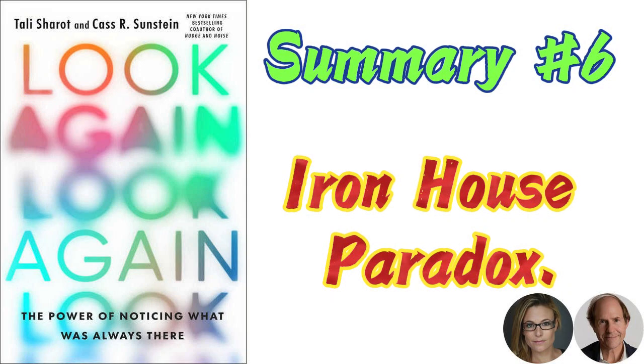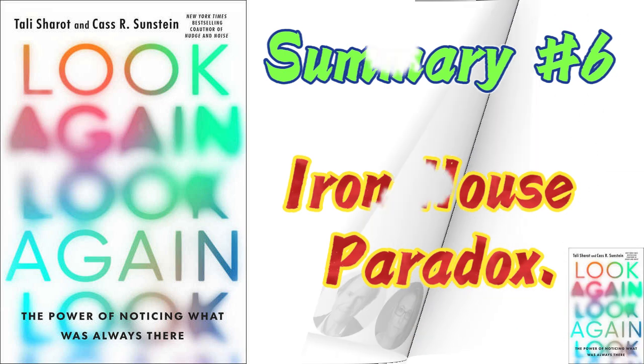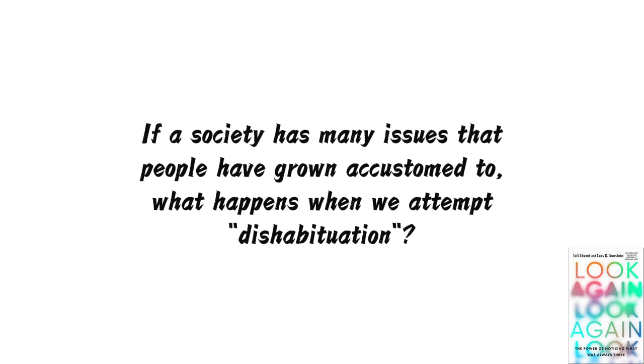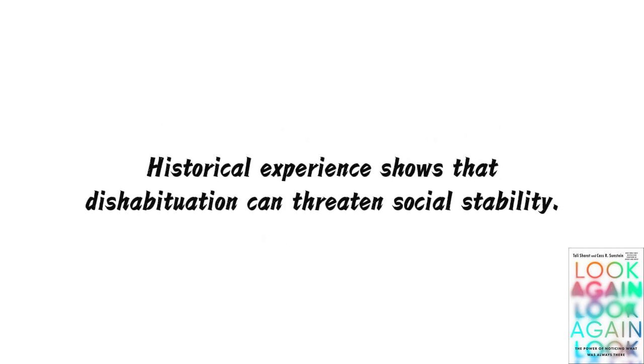Let's continue our analysis of Sharot and Sunstein's book, Look Again. This is the final part of our discussion, focusing on societal change. Previously, we discussed how societies can decline when people become habituated to negative aspects, like lies and oppression. If a society has many issues that people have grown accustomed to, what happens when we attempt dishabituation? Historical experience shows that dishabituation can threaten social stability.